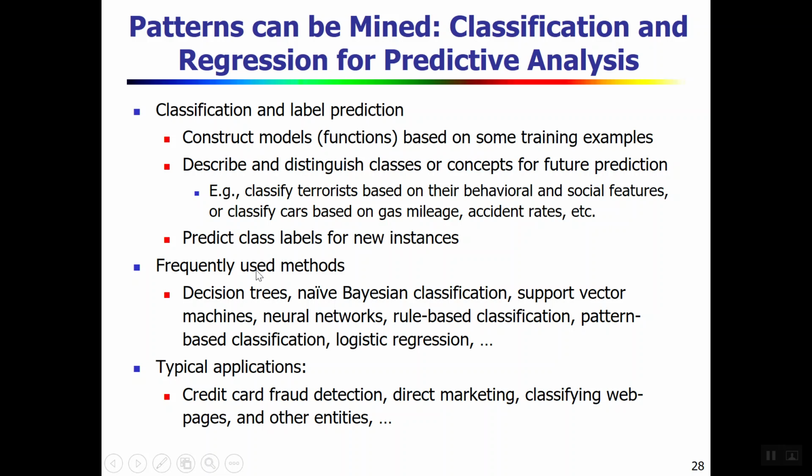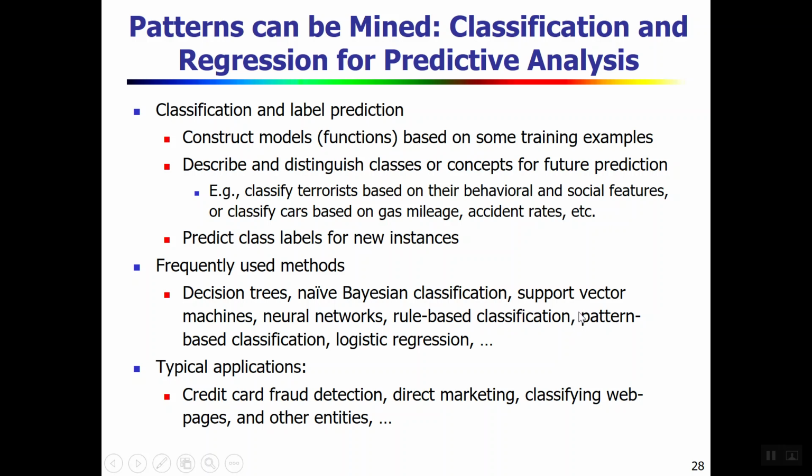Frequently used methods for classification, we're going to cover a lot of those: decision trees, naive Bayesian classification, Bayesian network, support vector machines, artificial neural network, rule-based classification, pattern-based classification, association rule pattern, for example.